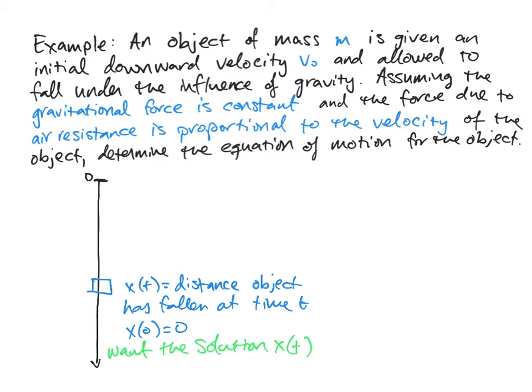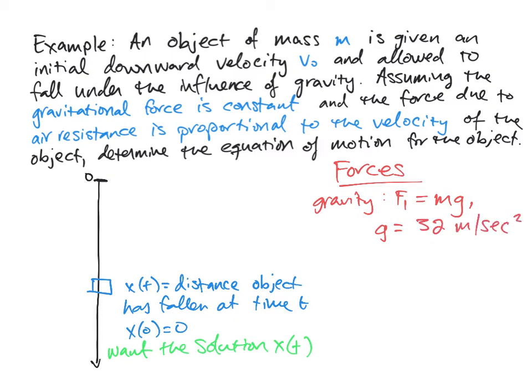So we know how to model this based on the velocity and the forces. So our forces, let's do this in red. First we have gravity. So we'll call that F1, which is mg, where g equals 32 meters per second squared. And then our second one is air resistance.